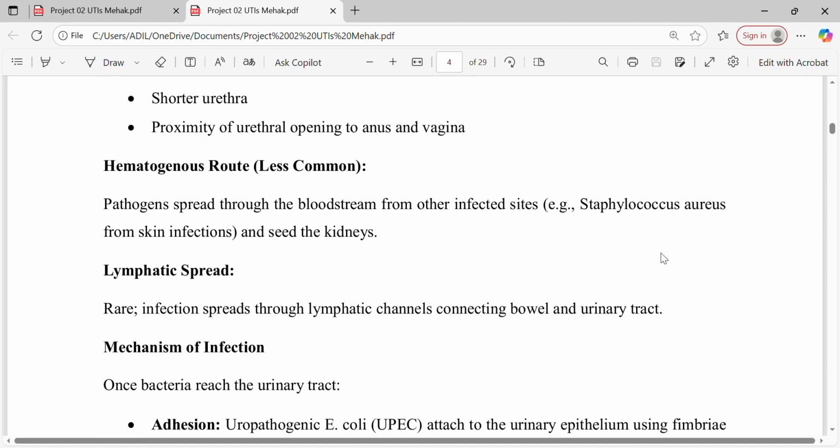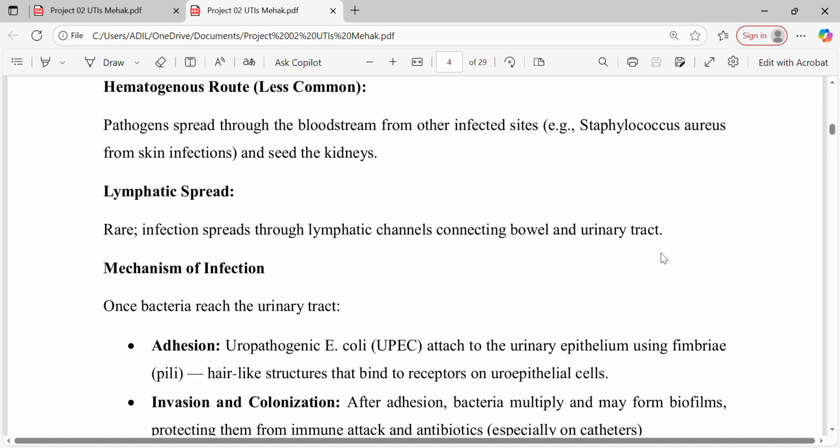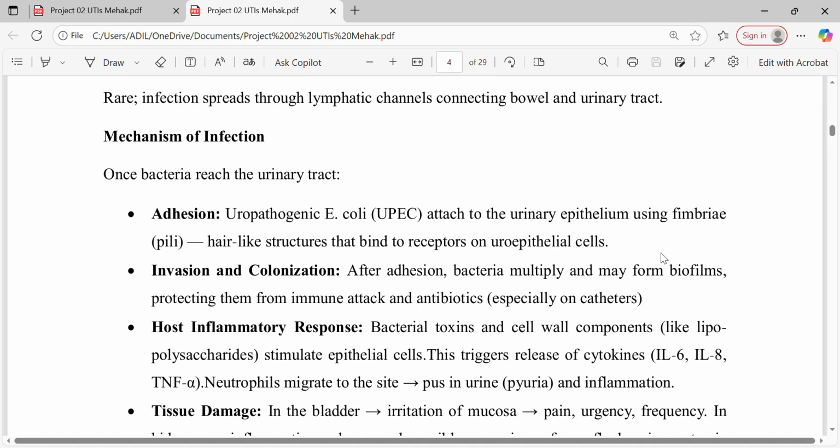Hematogenous route, less common. Pathogens spread through the bloodstream from other infected sites, for example, E. coli from skin infections, and seed the kidneys. Lymphatic spread, rare: infection spreads through lymphatic channels connecting the bowel to the urinary tract. Mechanism of infection. Once bacteria reach the urinary tract, adhesion: E. coli attach to the urinary epithelium using fimbriae, hair-like structures that bind to receptors on uroepithelial cells. Invasion and colonization: after adhesion, bacteria multiply and may form biofilms, protecting them from immune attack and antibiotics.